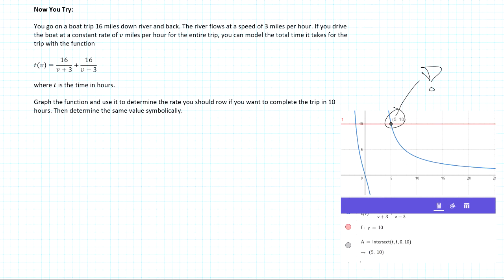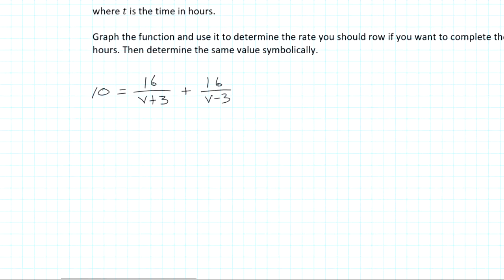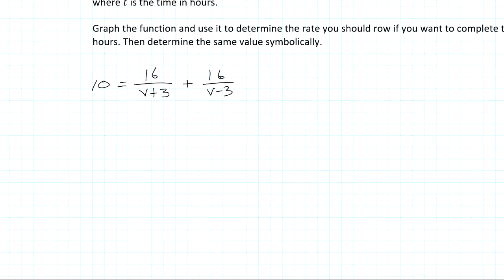Okay, so let's do this symbolically now. To do this, we want to set the output. T is the time, so that's what we're given, and we want to find the v value. So I set t to 10, and then I don't know v. We just bring the rest of this down from our function, and we want to solve for v. So I'm going to multiply both sides by the common denominator, which is v plus 3 times v minus 3.